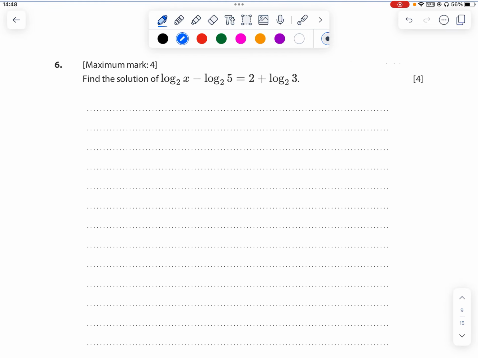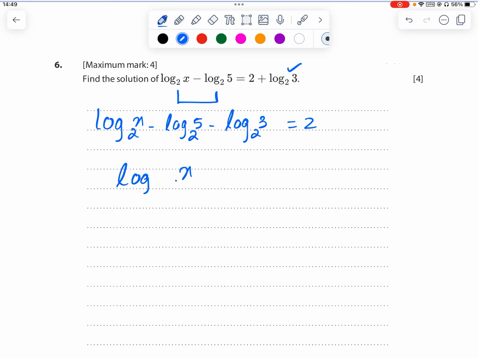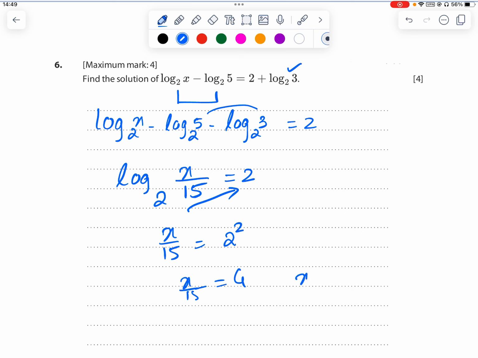Next, again both are log base 2. So get all the log terms on one side. Log x to the base 2 minus log 5 to the base 2 minus log 3 to the base 2 equals 2. So it becomes log x divided by 15, as 5 times 3 is 15, to the base 2 equals 2. So x upon 15 equals, converting logarithmic form into exponential form, 2 square. So x upon 15 equals 4. So x equals 15 times 4, 60.